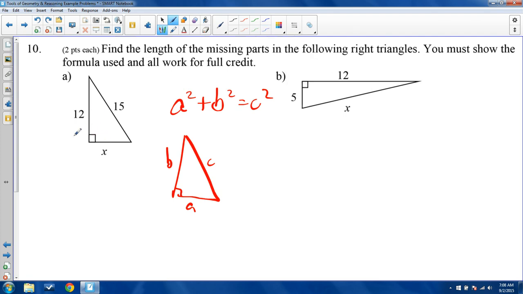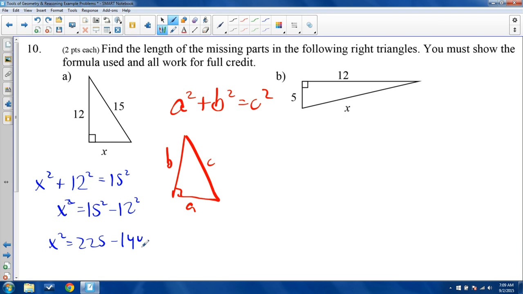Okay, this one I can solve in two ways. Here I'm going to substitute, get x squared plus 12 squared equals 15 squared. X squared is now 15 squared minus 12 squared. Now let's start squaring these guys. X squared is 225 minus 144, which is 81. So the square root of 81 is 9. Now the answer really should be 9 or negative 9 if you're referring to something more algebraically, but we are referring to distance, and distance can only be positive. So your answer is 9.